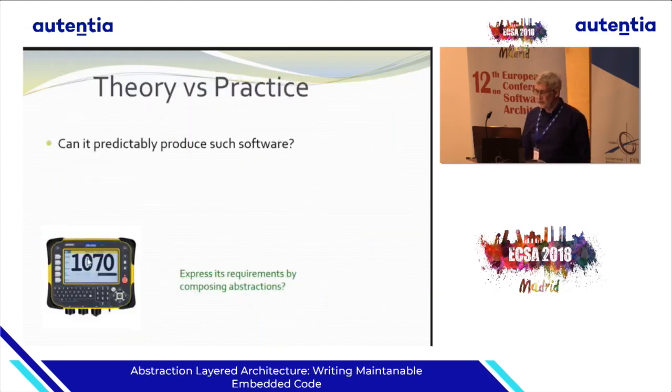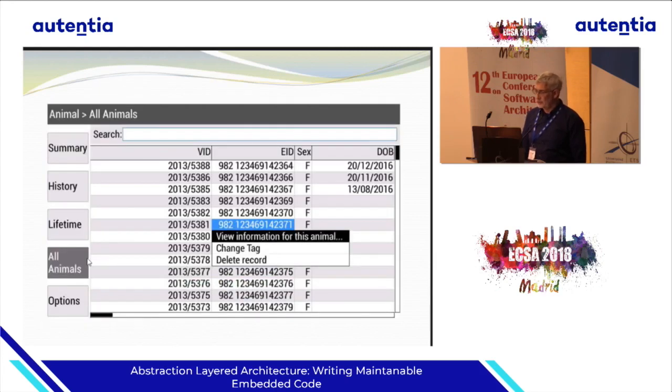So I'm going to use an experiment we did, and it'll double as an example. I took this device that I've shown you, and I decided to start again and express the requirements by composing abstractions, just to see what would happen. So this is one user story, or the UI facing part of one user story.